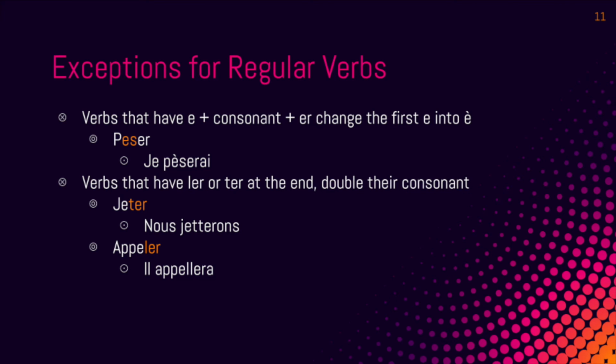Not all regular verbs are conjugated like the ones shown in previous examples. There are a couple of exceptions. Verbs that have an E plus consonant plus ER change the first E into an E with an accent grave. So peser would become je pèserai. Verbs that have an LER or TR at the end double their consonant, so jeter would become nous jetterons, and appeler will become il appellera.